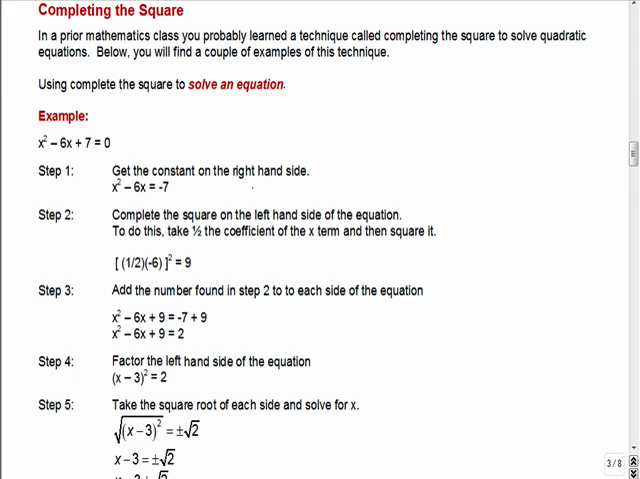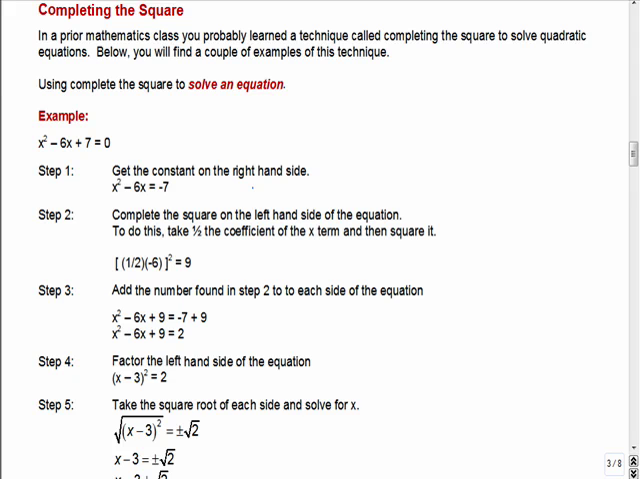Step 2, we complete the square on the left-hand side of the equation. To do this, we take 1/2 the coefficient of the x term and then square the number we get. In this case, the coefficient of the x term is negative 6. So 1/2 of negative 6 is negative 3. Squared gives us 9. Notice, by the way, we could have ignored the negative and just done 1/2 of 6 and squared that to get 9. The result would be the same either way.